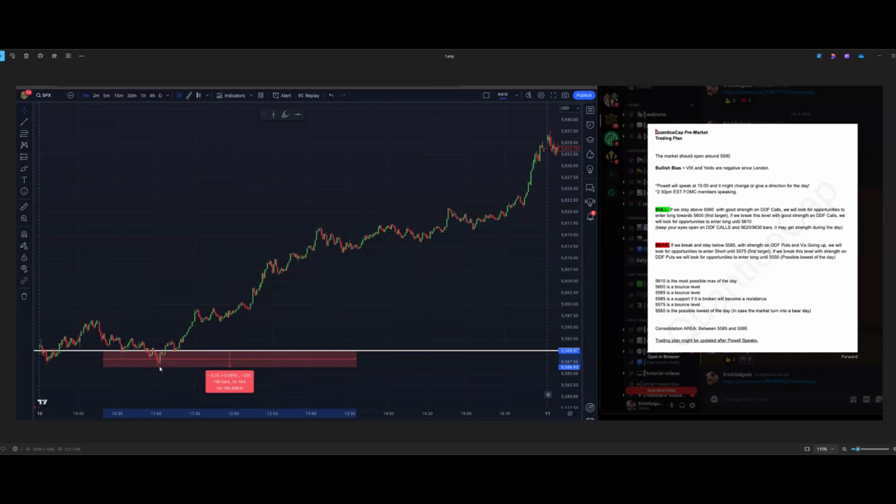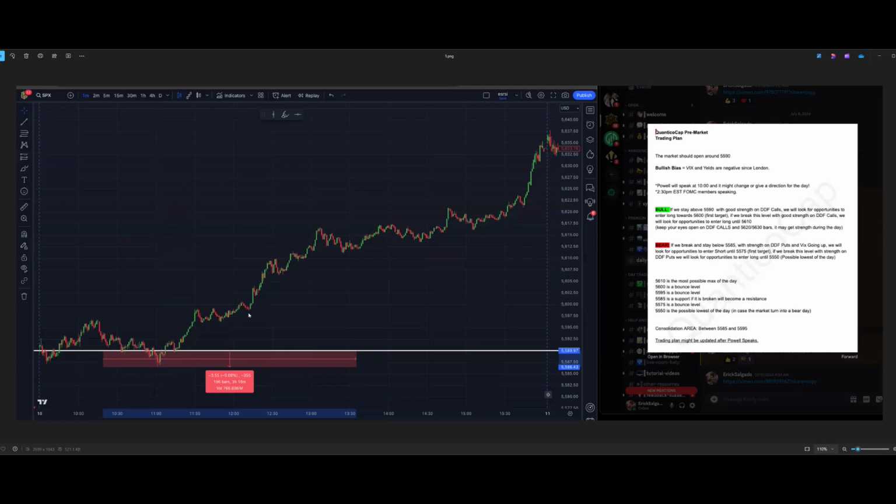According to the trading plan, you don't. Now, why is that? Well, remember the trading plan said if we break and stay below the 5585, did it even come close to breaking the 5585? No, it only hit 5586. So you don't stop. You do not take the stop loss at this moment. So what happens right after? The market goes up and up and up.